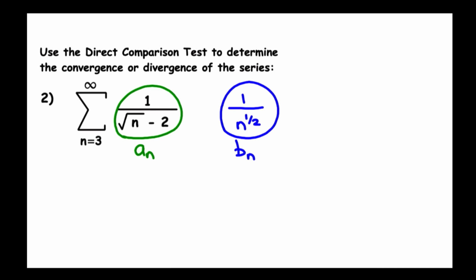Really, the a sub n and b sub n are just the summand inside the summation, so I'm not going to write the sigma again this time. Which one is larger? Well, in this case, the green is larger than the blue because the minus 2 in the denominator kind of helps it. It helps the fraction get larger.